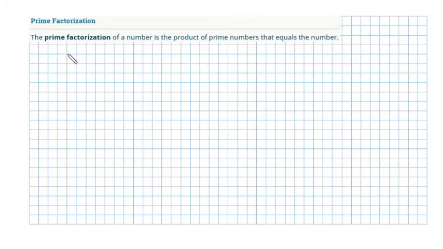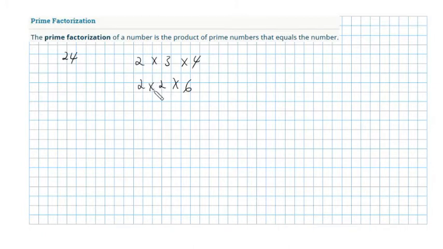Let's say we have the number 24. We could write this 24 as 2 times 3 times 4. 2 times 3 is 6, times 4 is 24. This is a factorization. We could also say 2 times 2 times 6. This would also be a factorization. However, note that in none of these cases do we have all the factors being prime numbers.